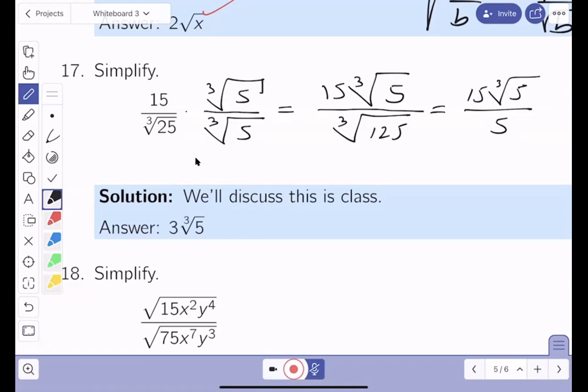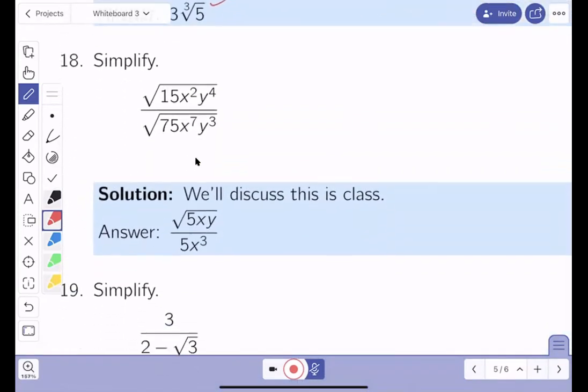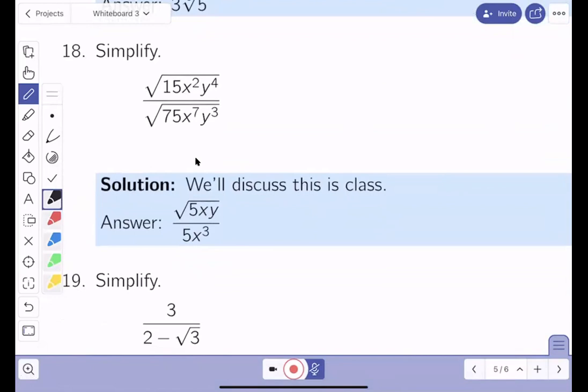All right, what am I going to do now? I'm going to reduce. 5 goes into 5 once, goes into 15 3 times. So what are we left with? Pretty simple. 3 cube root of 5. Again, I know it's a lot to you. Mistakes happen. Please check the answer key to make sure you can agree with that. All right, let me do number 18. Very similar. What I'm going to do is write it as one single fraction.